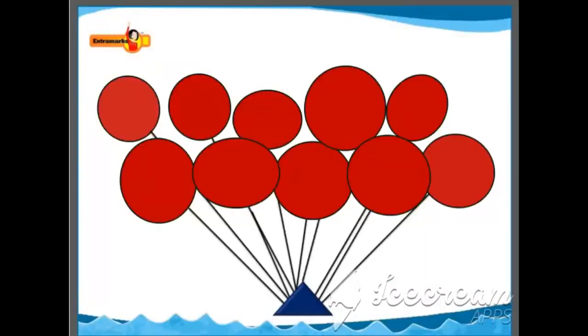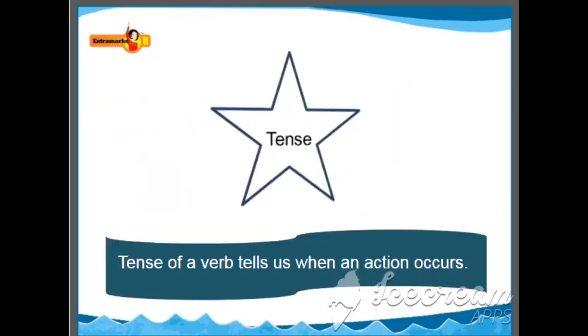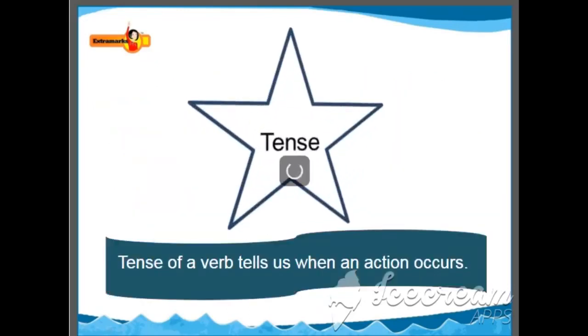Did you notice that there were some underlined words? Now look at the following words. Is, are, serve, wish, cut, give, makes, take, have, and like. These words denote an action at present time. Thus, the tense of a verb tells us when an action occurs.